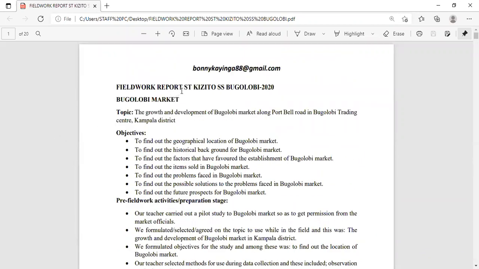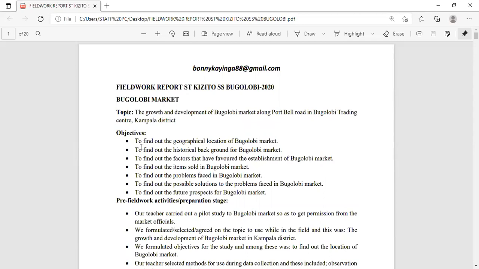This is the fieldwork of a market. Normally fieldwork topics which are for human topics, they don't bring them at A level, but they also come. So this is the growth and development of Bugolobi market, which is along Portable Road in Bugolobi Trading Center, Kampala district. Can you see what is on the screen? Yes, teacher.